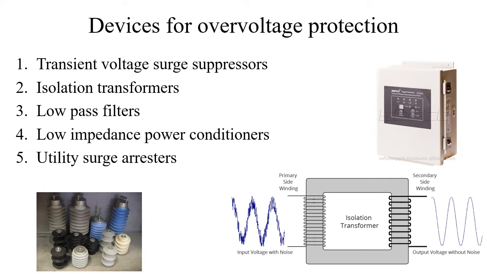The devices used for overvoltage protection are the transient voltage surge suppressor, which is available in the market. Then the isolation transformer, which, because of its inductive nature, is also used for overvoltage protection. And then of course low pass filters, low impedance power conditioners, and finally utility surge arresters.